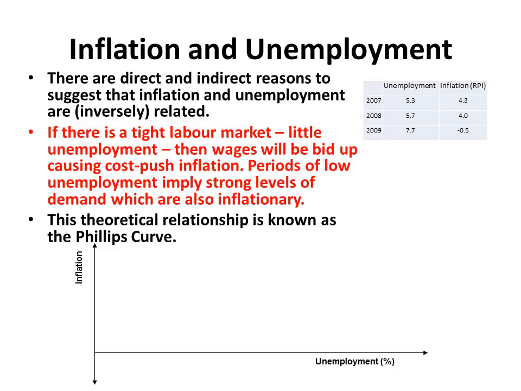For both those direct and indirect reasons, you would expect, especially in the short run, higher unemployment to drive down inflation and lower unemployment to drive up inflation. This theoretical relationship is known as the Phillips curve. It's an inverse relationship between inflation and unemployment.